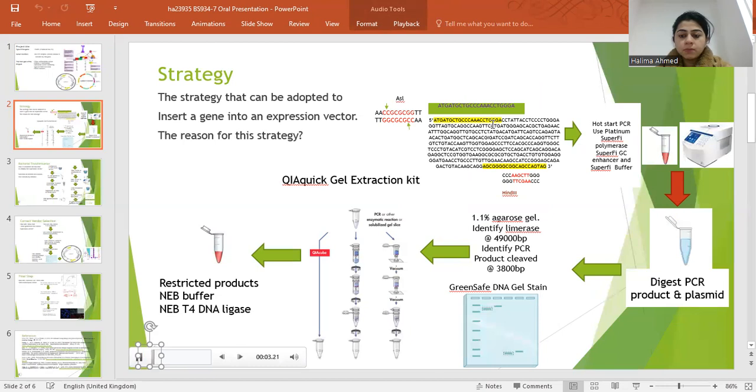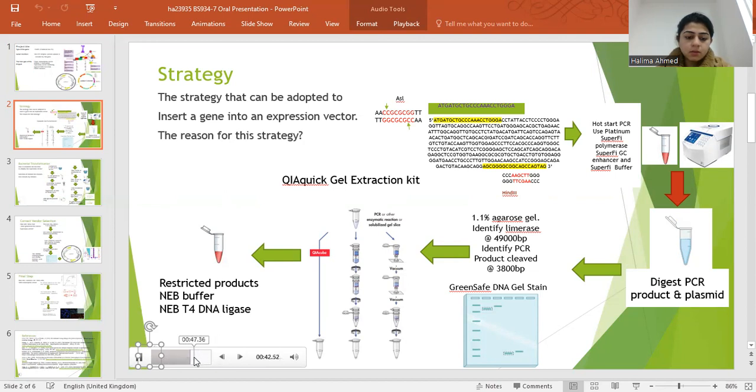What I'm going to show is how to insert a gene into an expression vector. For this particular approach, I am using hot-start PCR and the QIAquick gel extraction kit. The hot-start PCR is employed for specific gene amplification, minimizing non-specific products. The amplified gene is then resolved on an agarose gel, and the QIAquick gel extraction kit is used for efficient purification involving gel excision, binding to a specific membrane, washing, and elution. It will purify my gene of interest, and it is then ready for precise insertion into the expression vector.